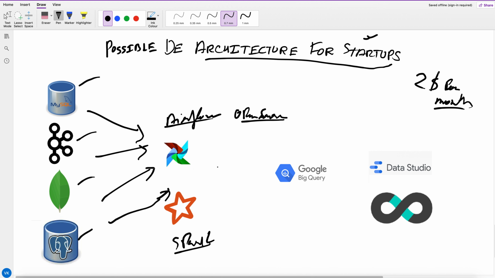Most of the time, startups don't have anything like Kafka at the very start. They just have transactional databases or something like NoSQL. They can easily use Airflow, and using Airflow they can write their incremental jobs easily. Once they have written the DAGs, they can use something like BigQuery to push data to BigQuery and use it as a data warehouse.